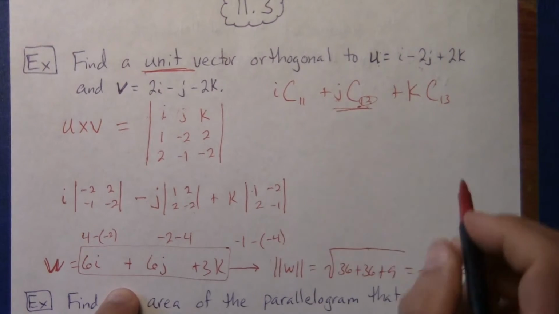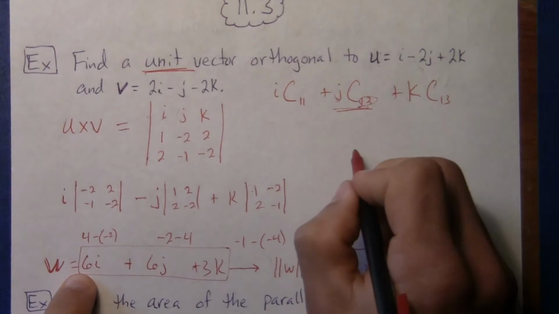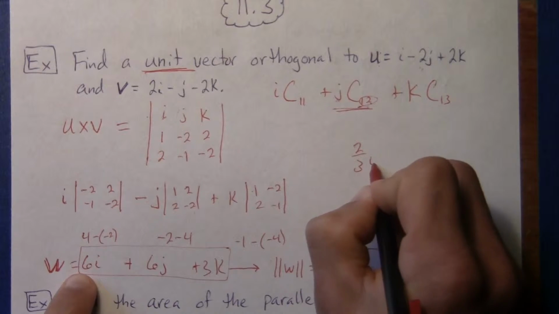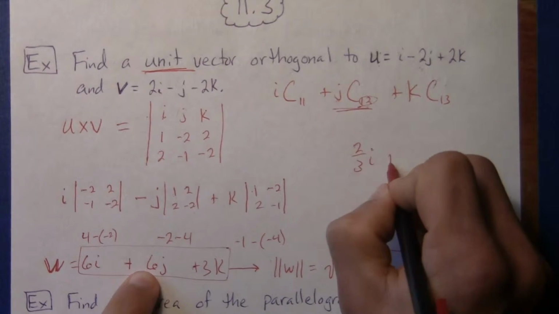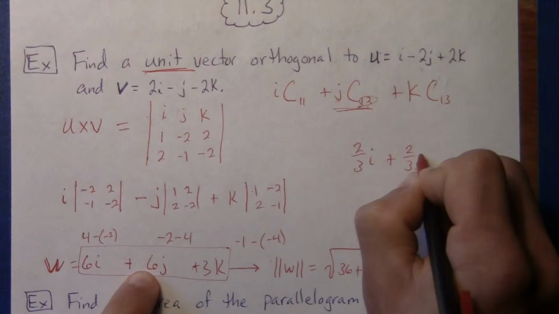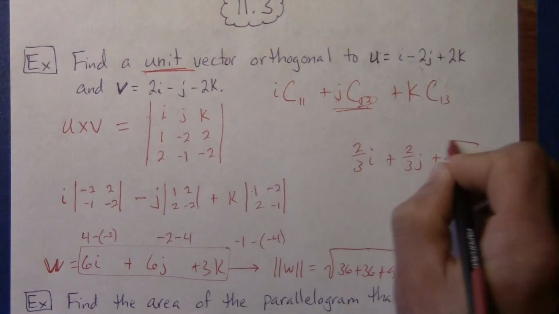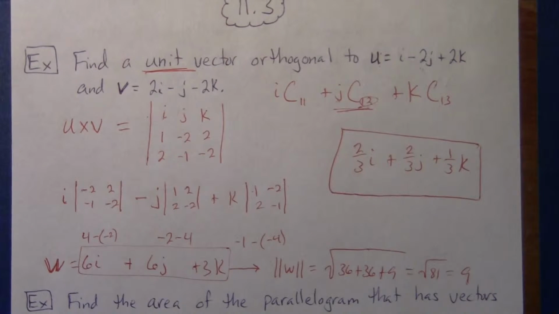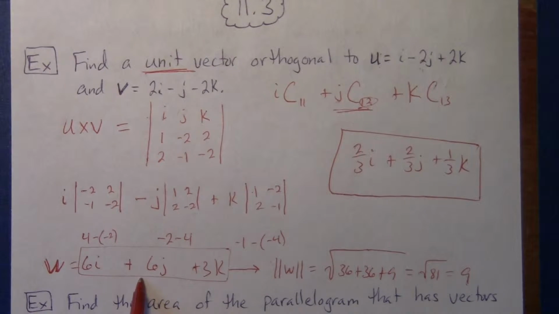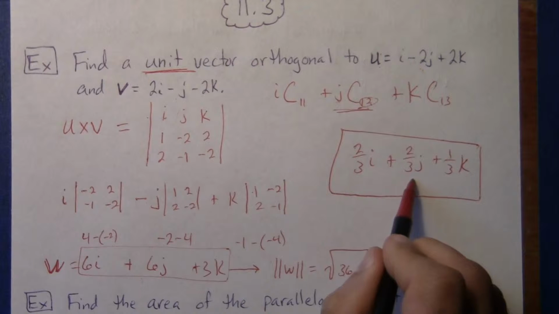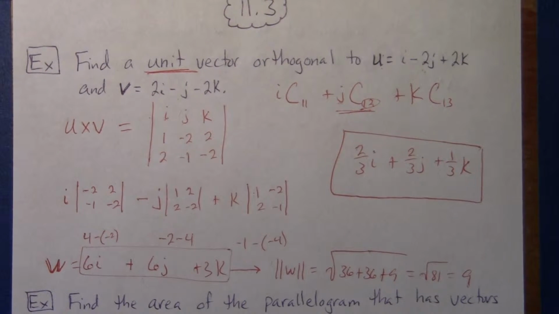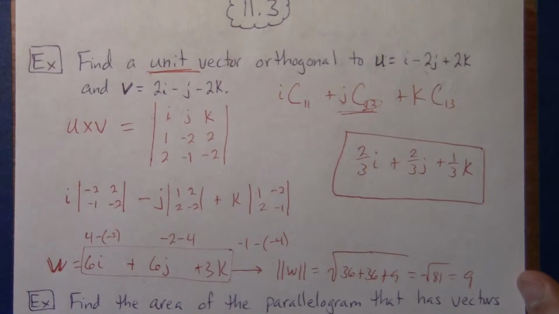So my unit vector is going to be 6 divided by 9, or 2/3 i, 6 divided by 9, or 2/3 j, and 3 divided by 9, or 1/3 k. And that is the unit vector. So this vector is orthogonal to both of those. This one's orthogonal, and it is a unit vector.